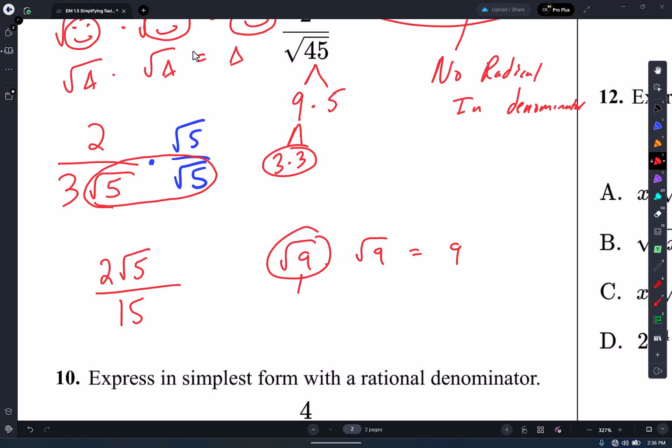Well, the square root of 9 is 3. Oh, look, the square root of 9 is 3 again. Oh, look, 3 times 3 is 9. So hopefully one of those three methods helped. Cool or not cool? Cool.